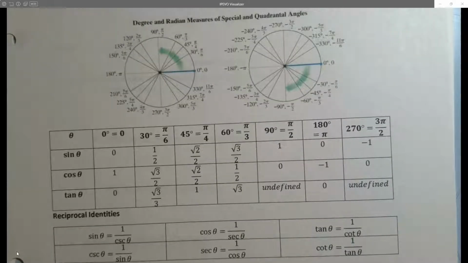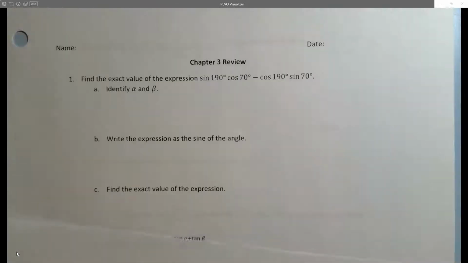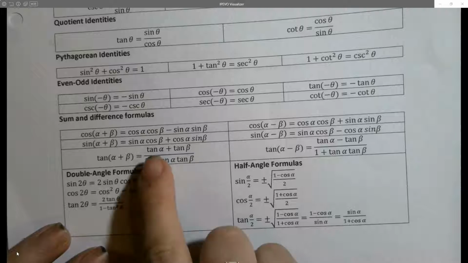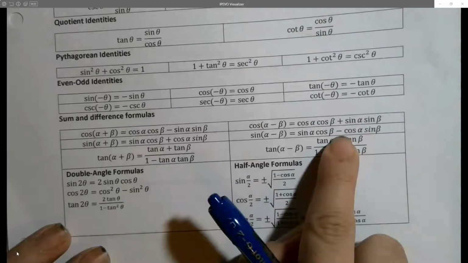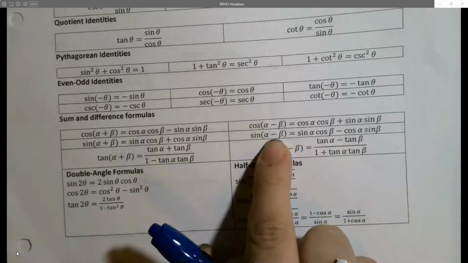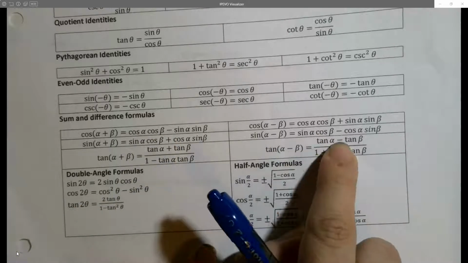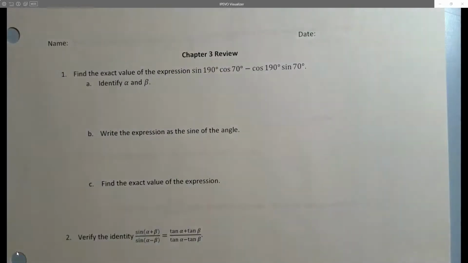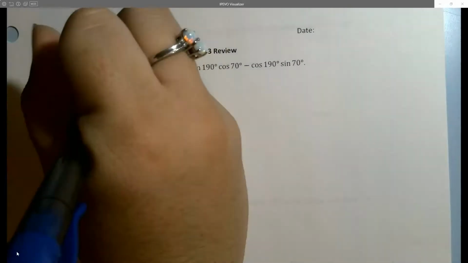On this one, this has a minus in the middle, and then the sines and cosines switch. So if I look at my sum and difference formulas, I'm looking for minus in the middle. So these are my two minuses, and then sine and cosine are together. So this would be a sine difference formula. So alpha is my first angle, beta is my second angle. Part A is asking me to identify my alpha and beta.